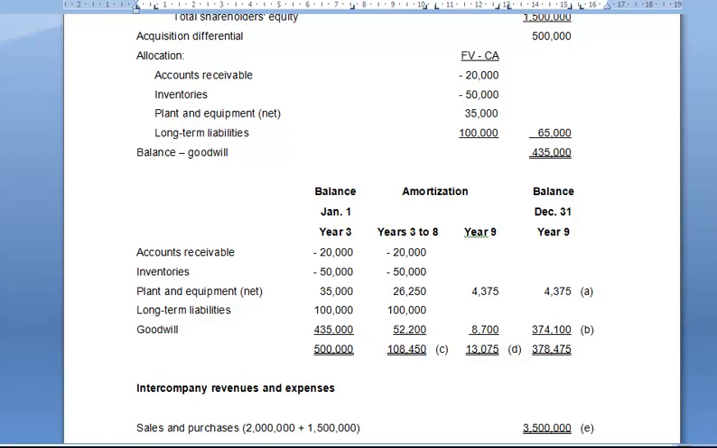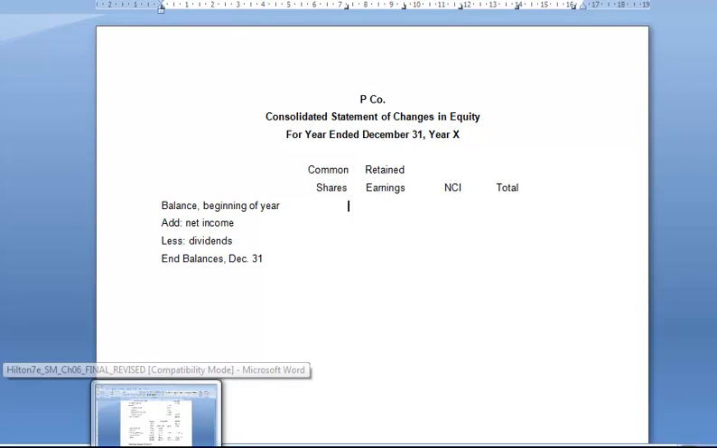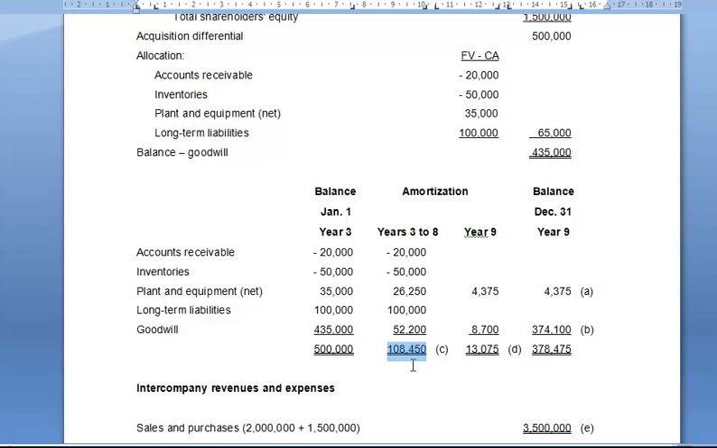Well, you remember here we said if we're going to do a consolidated statement of changes in equity, we're going to need to know for retained earnings the opening balance of consolidated retained earnings for the year. So therefore, we know that when we use the separate entity retained earnings to start, the sub's retained earnings is going to be impacted by the acquisition differentials that we amortized from the date we became related to the end of year 8, which is like the beginning of year 9. So we're going to be using this number again.